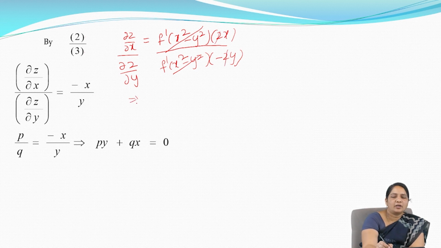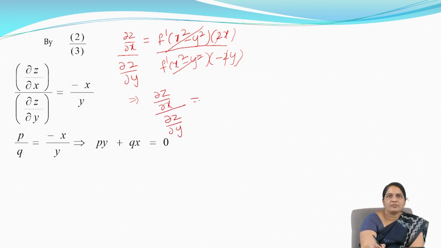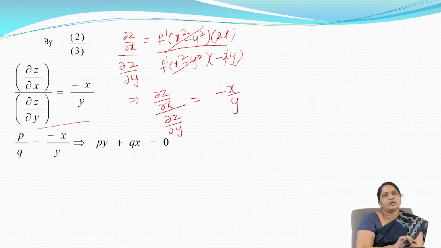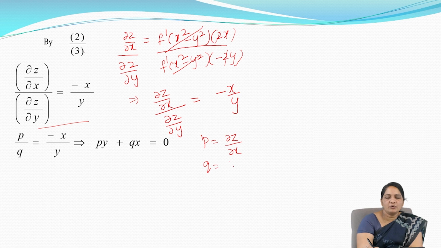Finally I got ∂z/∂x by ∂z/∂y equal to minus x by y. What I got here? ∂z/∂x by ∂z/∂y equal to minus x by y. According to the notation, p equal to ∂z/∂x, small p, and q equal to ∂z/∂y. So I'm going to replace these two values here.